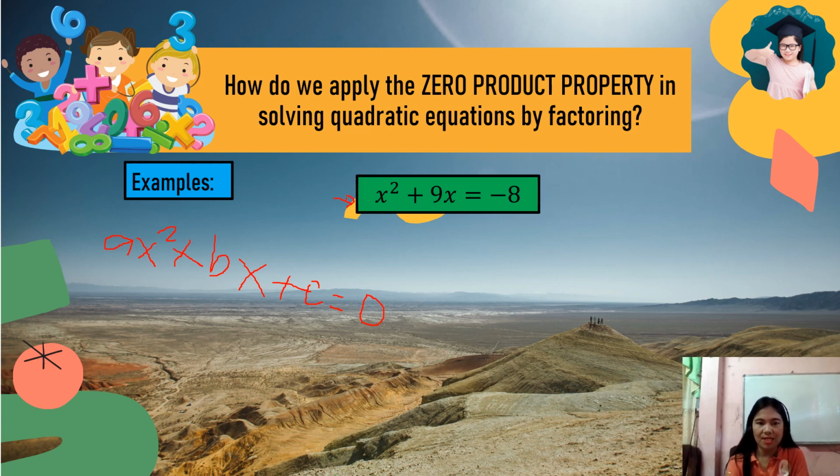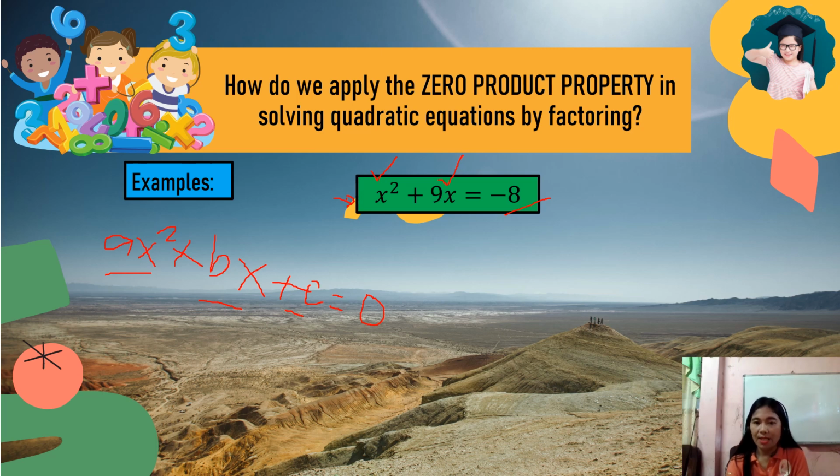What is this? The x squared should come first, so it's correct. Next is the linear term, which is bx. The 9x follows, so it's correct. And then followed by c. However, the problem here is that negative 8 is on the other side. This is the value of c. This is the constant of the equation.